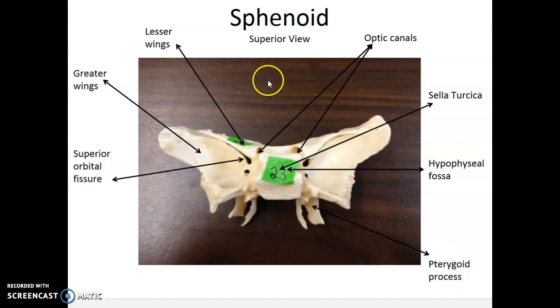Now, if we had taken the skull cap off, we would be looking down on it this direction, so we would only see these features. But if we were looking underneath the skull from this direction, then we would be able to see the pterygoid processes, but we wouldn't be able to see the lesser wings. So again, understanding how this fits in the skull is important.